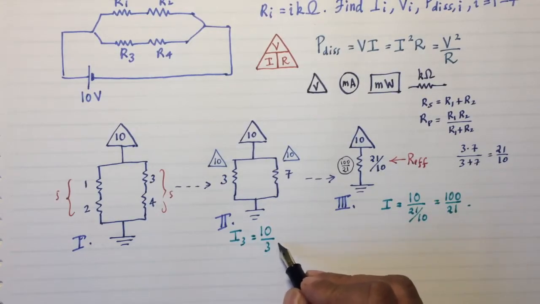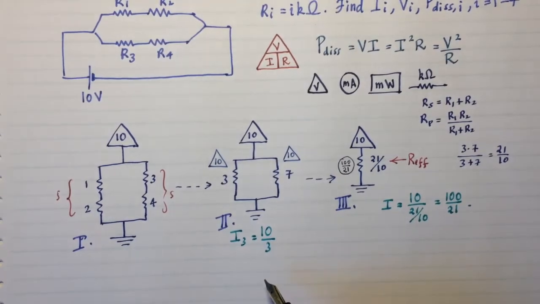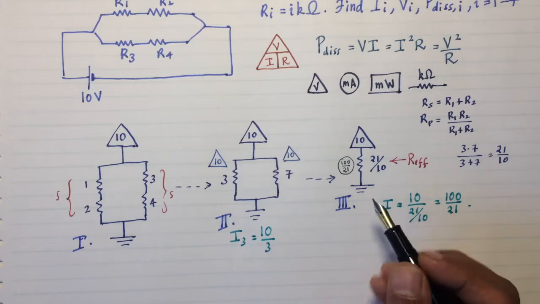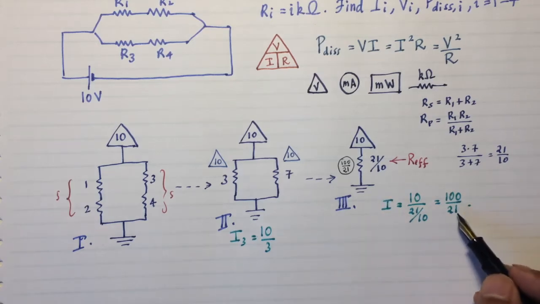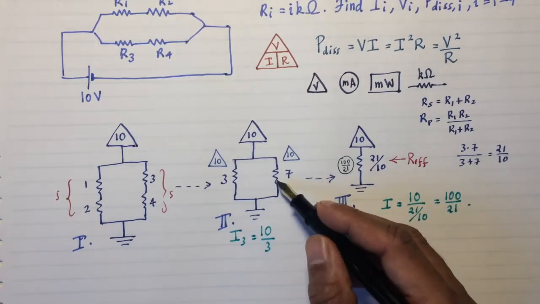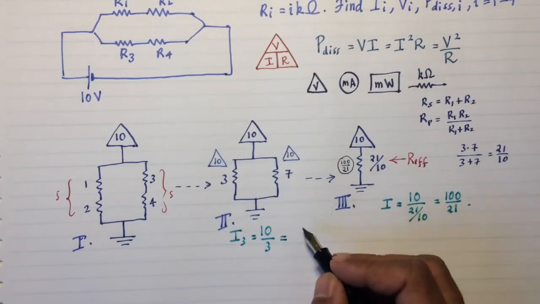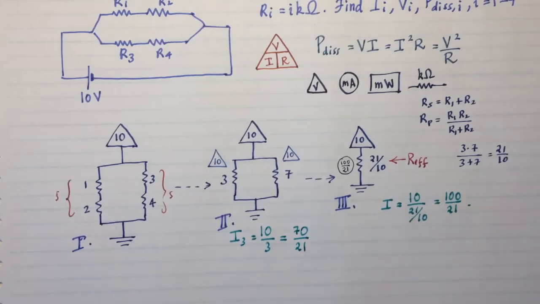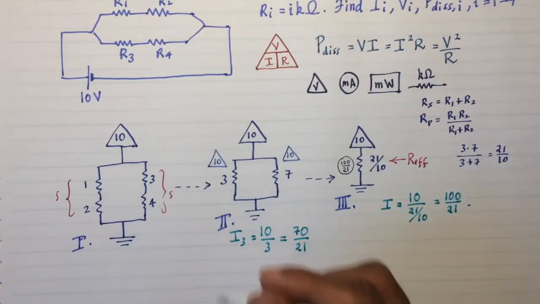10 over 3, and that's the current through that branch. If you have 10 over 3 through that branch, then the remaining current, which is 100 over 21 minus 10 over 3, must go to the other branch. That 21 makes me think that maybe I should write this as 70 over 21, multiplying both the numerator and denominator by 7. And so the balance is just 30. 100 minus 70 is 30. So I can write my currents now.